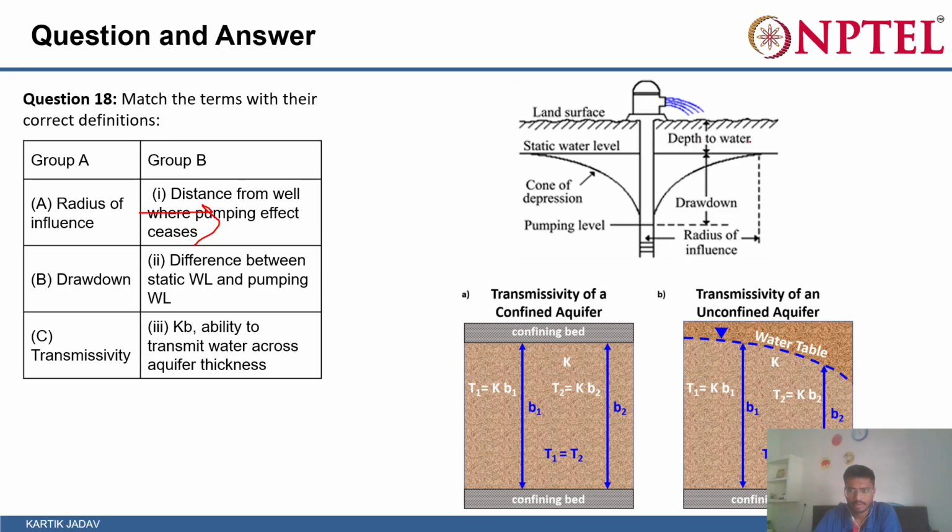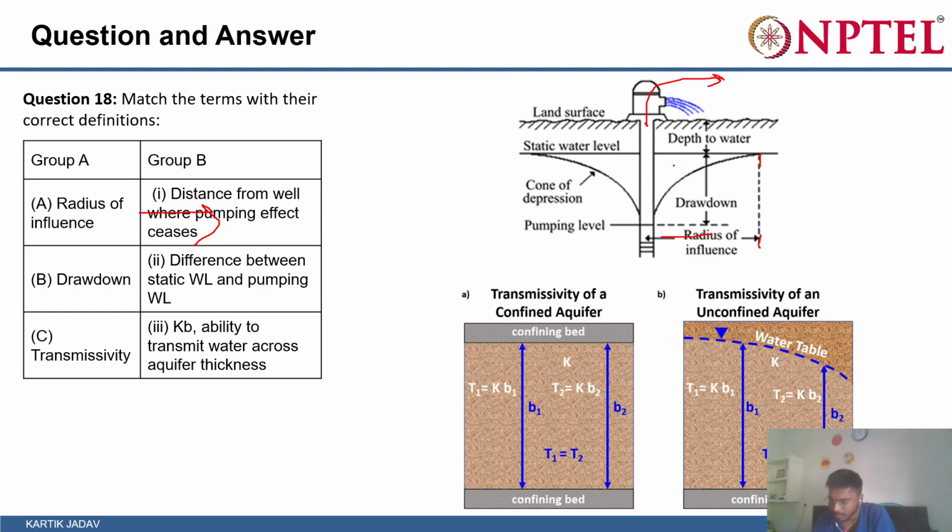It means radius of influence. You can see this radius of influence. So if we are pumping water from this well, we know that it has an effect on the surrounding aquifer, so the water level will come down in the surrounding area.